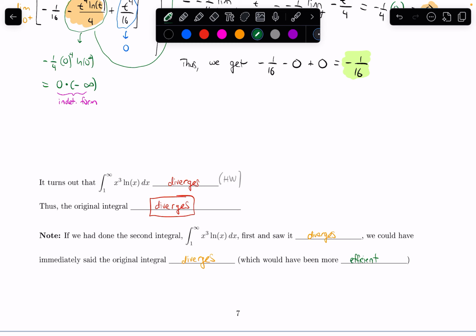But we won't always know when I split up an integral into pieces if one of them is going to diverge or converge ahead of time. Sometimes we may have to just get our hands dirty a little bit and dive right into it and then try it. And even if it's not the most efficient way, we can get there eventually. Okay.